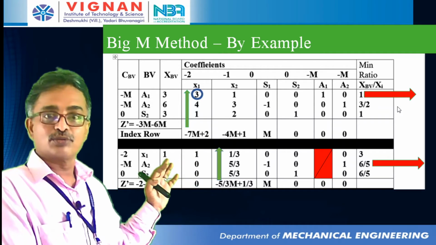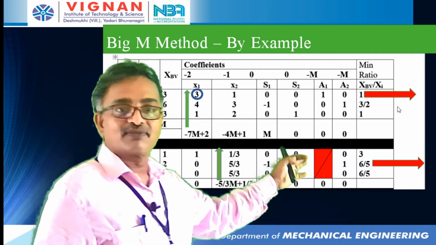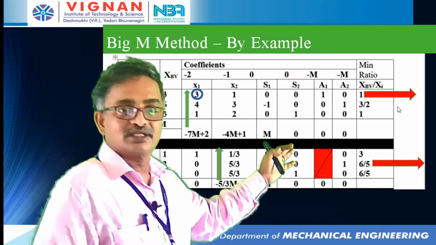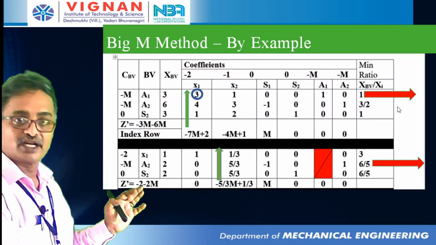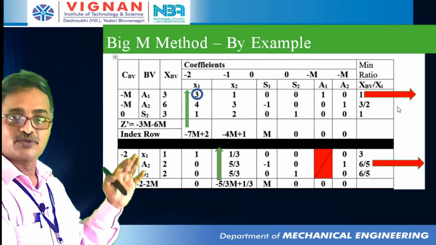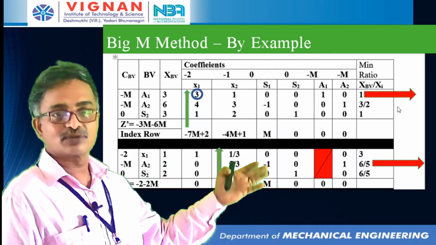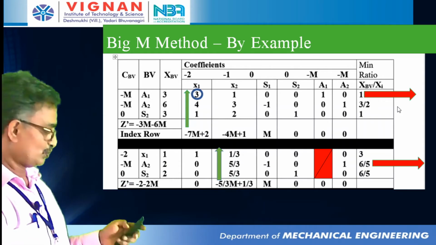Find the ratio xb divided by xi and find again the minimum ratio. The minimum ratio again is a tie, between an artificial variable and a slack variable, so give priority to the artificial variable to exit from the basis. So now artificial variable a2 is replaced by x2.